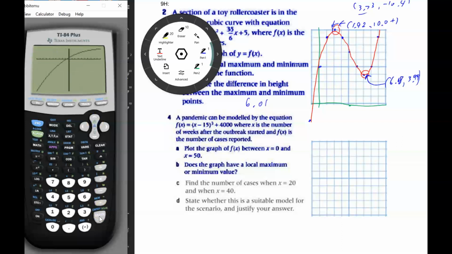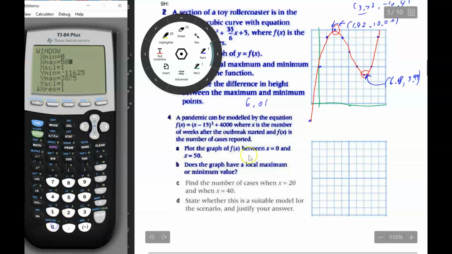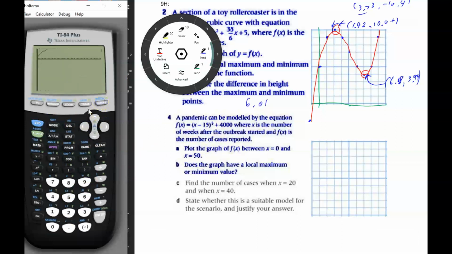Okay. We don't really care about the negative part, so I'm going to modify the window. I'm going to say the x min is 0 and x max will be 50, because it says to graph from 0 to 50. So we're going to do that, and then we're going to do a zoom fit. There we go. That's a pretty good picture. All right, and then plot the graph between x equals 0 and 50.